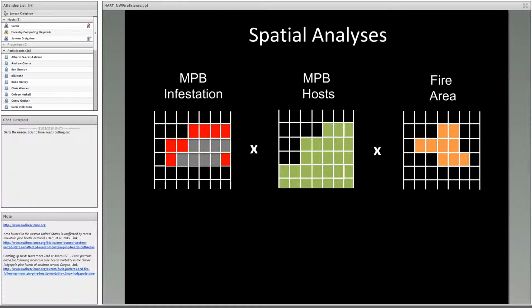We cross-validated these maps of aerial detection survey with maps of mountain pine beetle hosts. And here I took data sets on existing vegetation type from LANDFIRE, GAP, and another data set made from AVHRR data to get a composite for where mountain pine beetle hosts were across the western US. And then we overlaid that with maps of the burned area, which were taken from the Monitoring Trends in Burn Severity project. And together, all of these give us time series for where we had mountain pine beetle infestation occurring in mountain pine beetle hosts that overlapped with fire area.